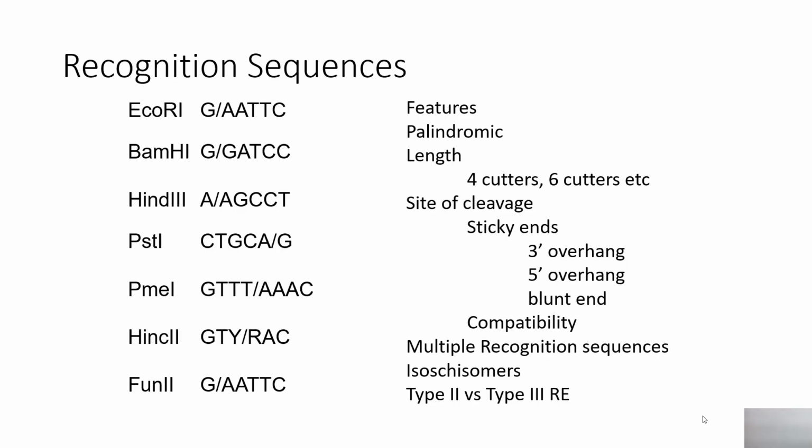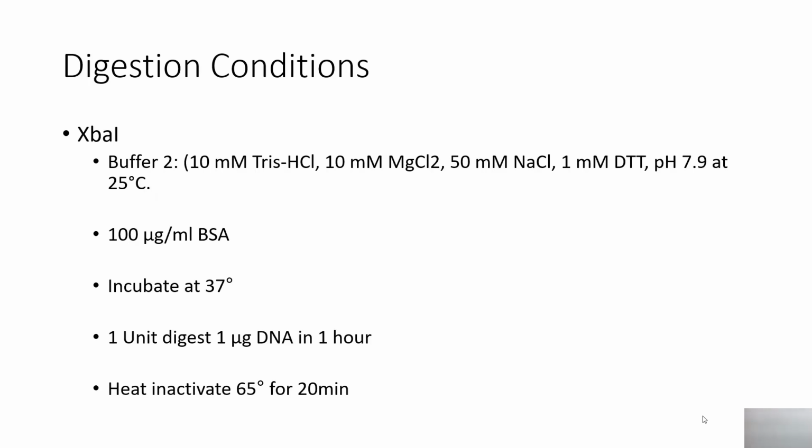So what can be the features of these recognition sequences? They are mostly palindromic. Their length might be 4 or 6. Okay, that is mostly the length of the recognition sequences that the enzymes recognize. Site of cleavage: there might be sticky ends, 3' or 5' overhangs, and blunt ends. The compatibility of the enzymes, multiple recognition sequences, isoschizomers, and type 2 versus type 3 restriction endonuclease.